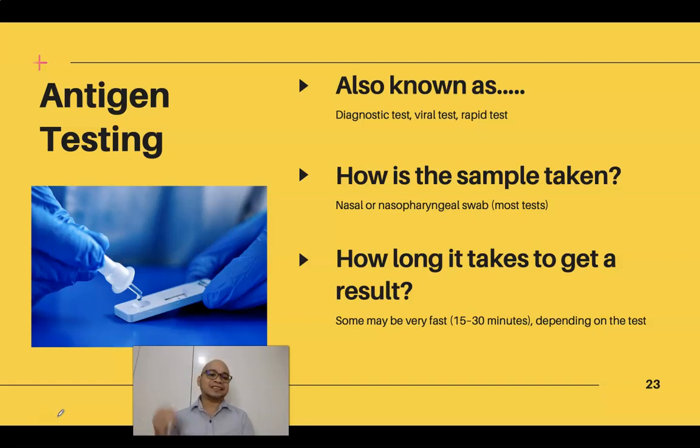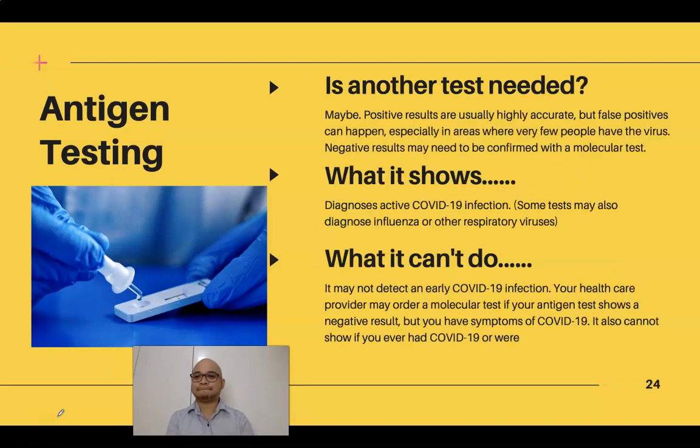Okay, how long does it take to get a result? Some may be very fast. Yes, that's true, between 15 to 30 minutes depending on the test, but you cannot demand it, depending again on the traffic of the laboratory. Of course, they need to pool all the samples together before doing the test. But if we're pertaining to the immunochromatographic assay, it can be done within 15 to 30 minutes.